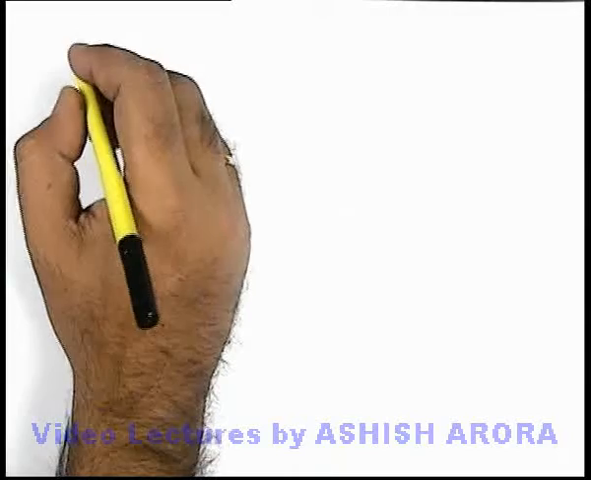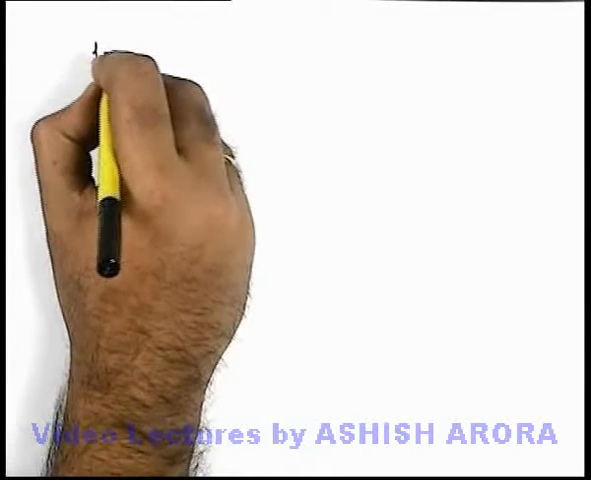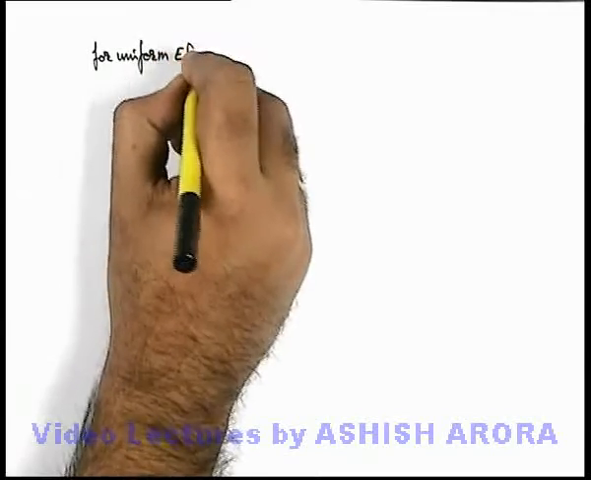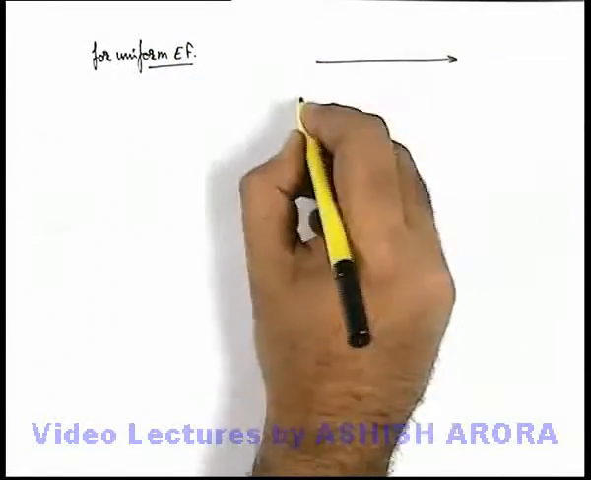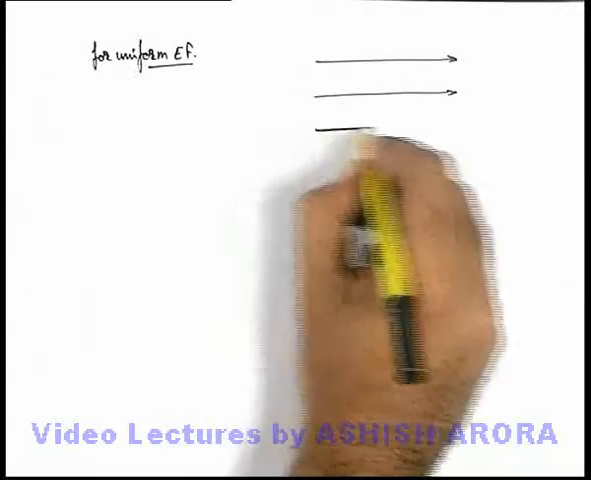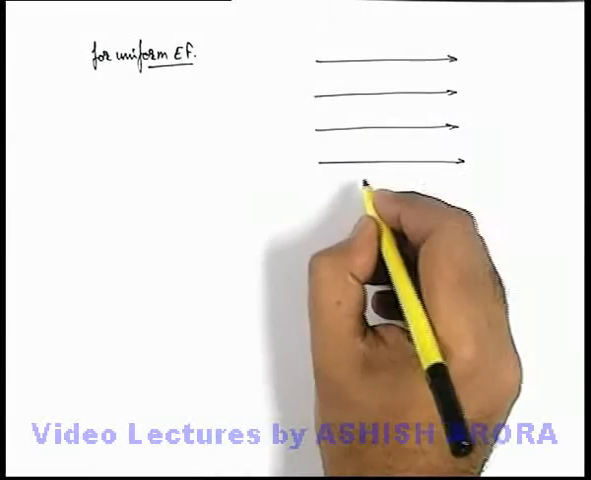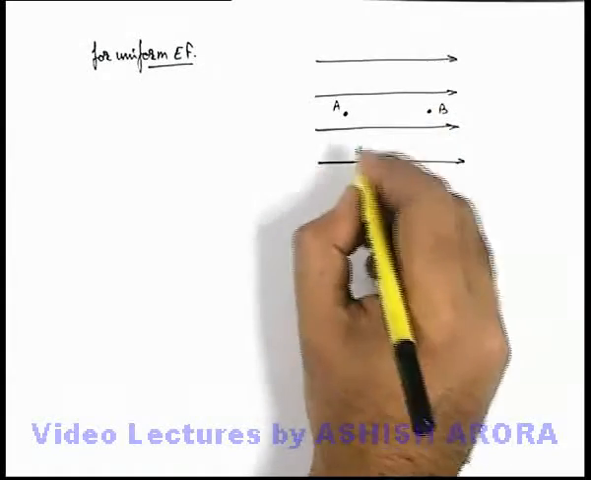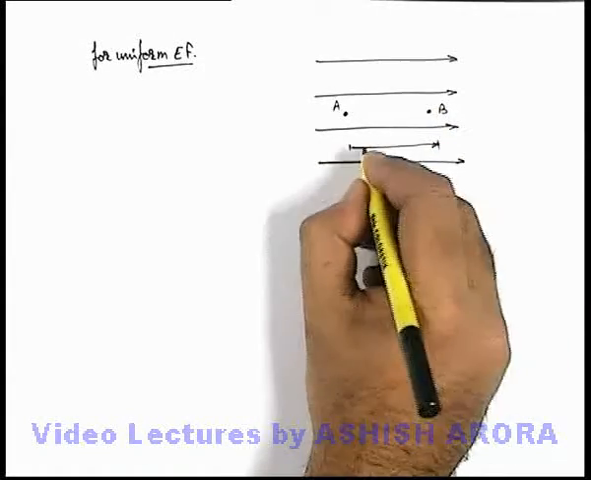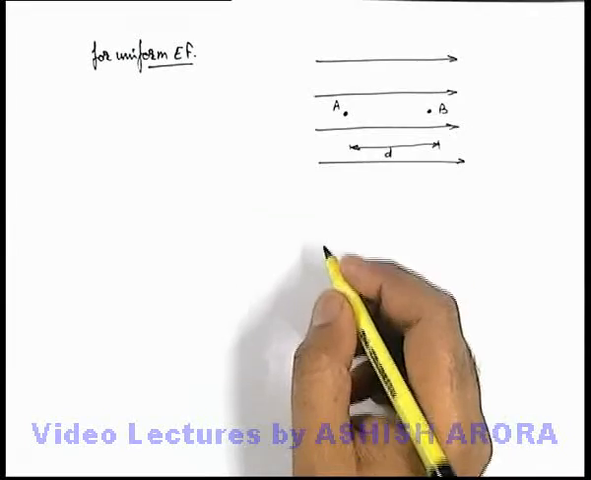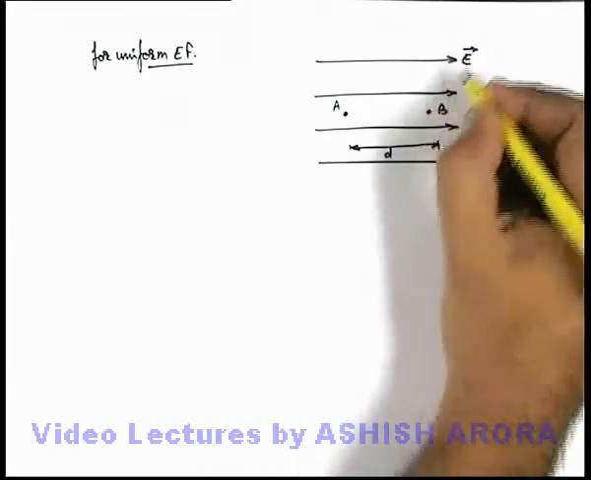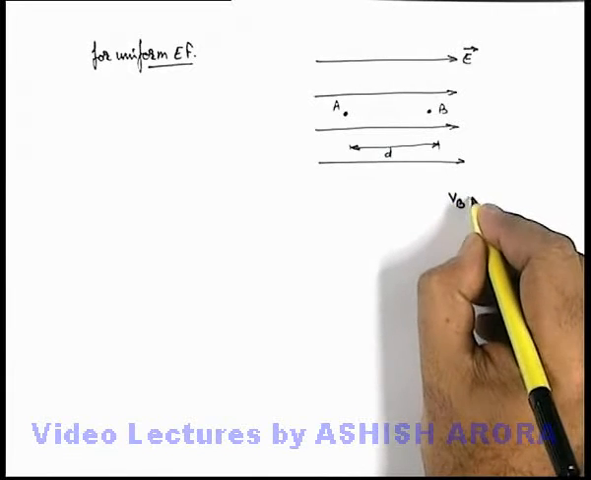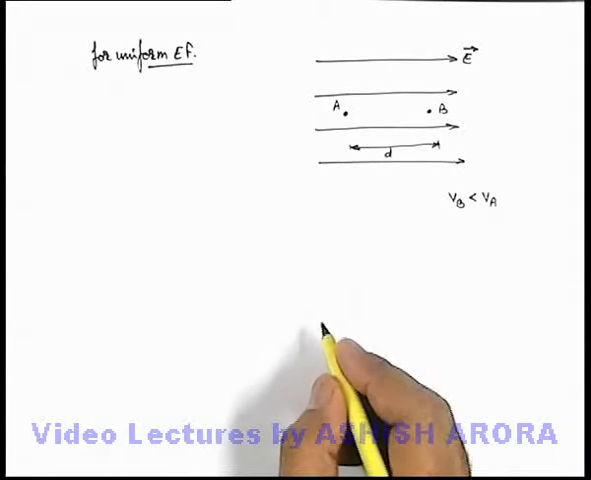In continuation, let's discuss the situation for uniform electric field. We know that in uniform electric field, field lines are always parallel to each other and equidistant from each other. Say we are having 2 points A and B located at a distance d from each other. Then as we have discussed, in the direction of electric field, always electric potential decreases. So here we can directly write that potential at point B is less than potential at point A.